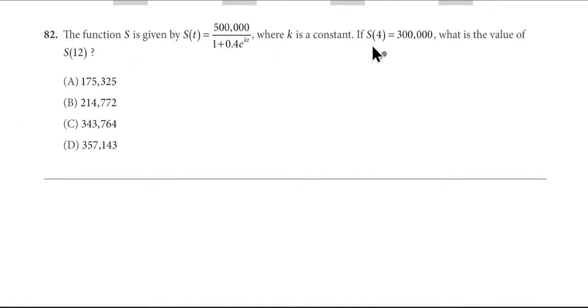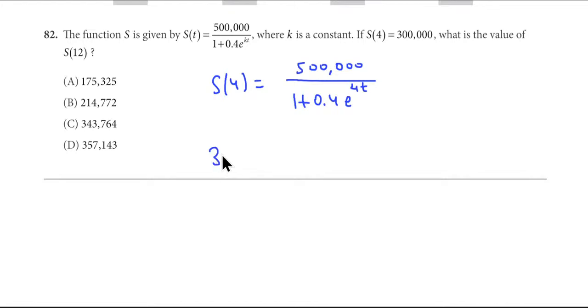The function is given by this. S4 is this. What is the value of S12? Okay, that's just a calculator question, isn't it? I'm given that S4 is this. S4 is basically when I replace t with 4, and then I solve for it. So S of 4 is going to be 500,000 over 1 plus 0.4 e to the kt, where k is something that I do not know and t is just 4. S of 4 is 300,000. So 300,000 is equal to 500,000 over 1 plus 0.4 e to the 4k. Let's cross multiply.